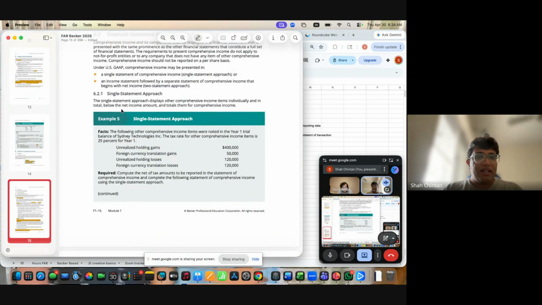So there is an example. एक बार quickly देख लो. Example number 5. Solution पहले मत देखना. Just see if you are able to identify which are the OCI items and which are not.